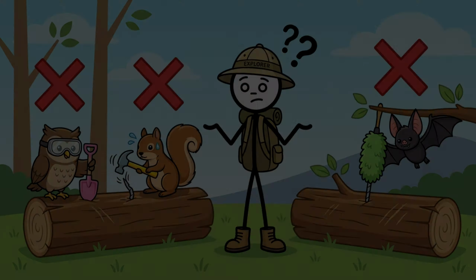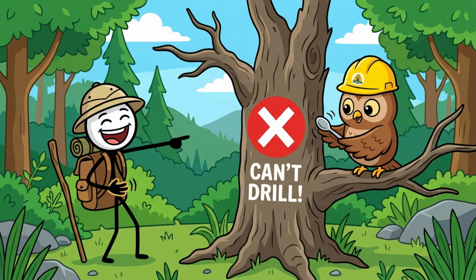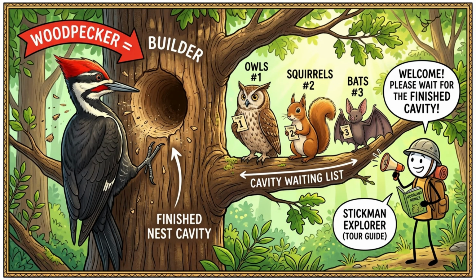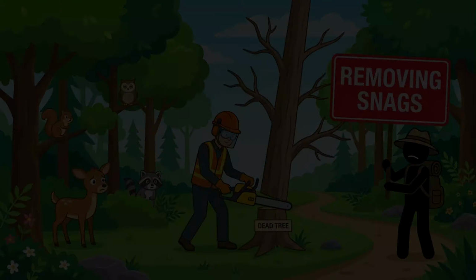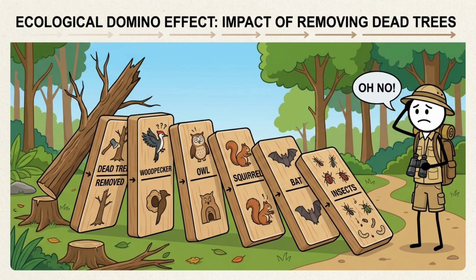Here's the twist. None of those animals could build those homes themselves. Owls can't drill wood. Bats can't carve holes. They rely entirely on woodpeckers doing the work first. Remove the dead trees and you don't just lose one species, you lose the whole chain of tenants that follow.